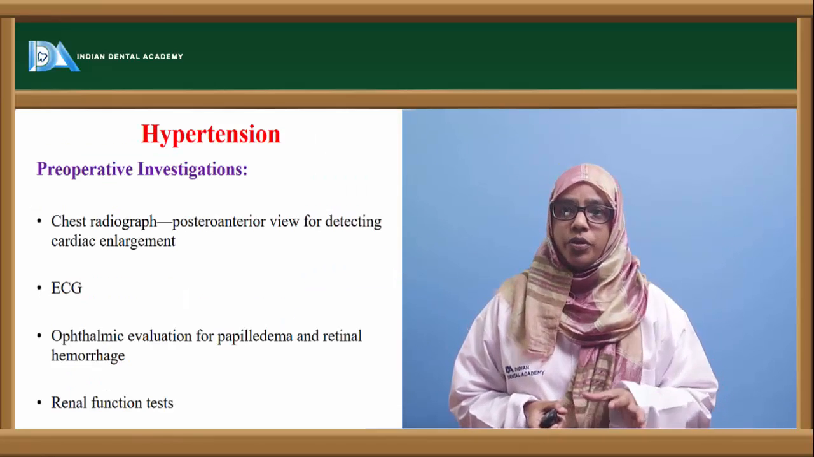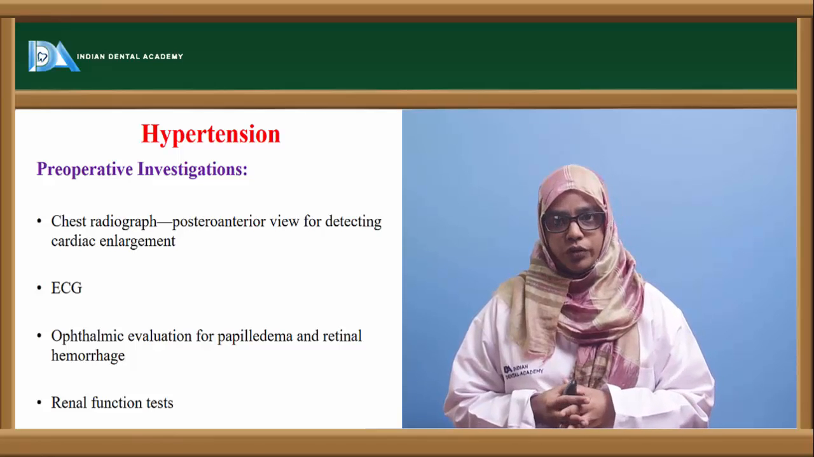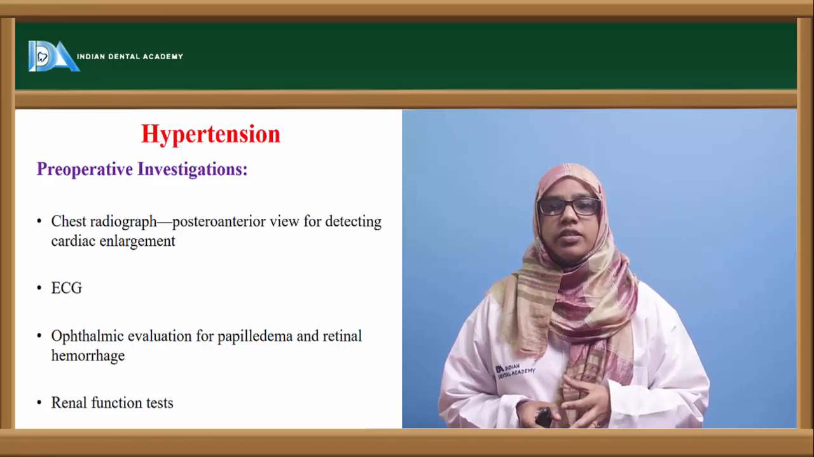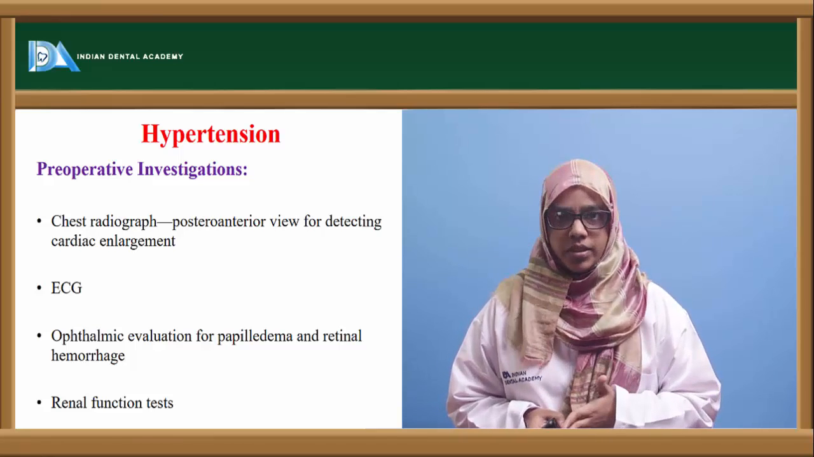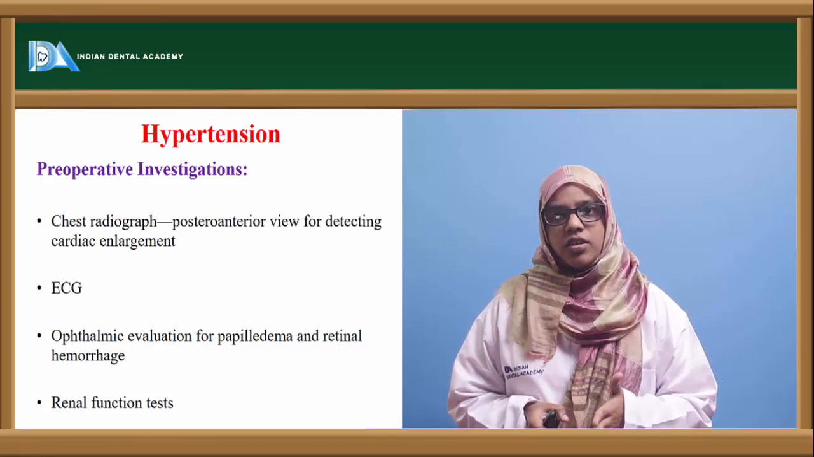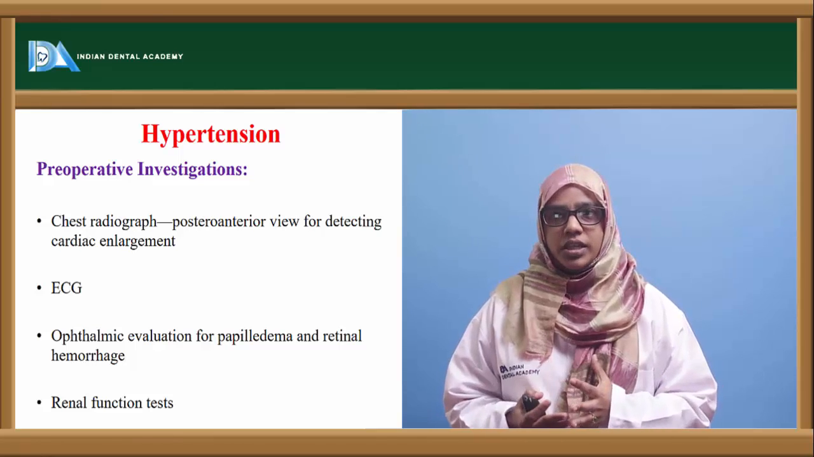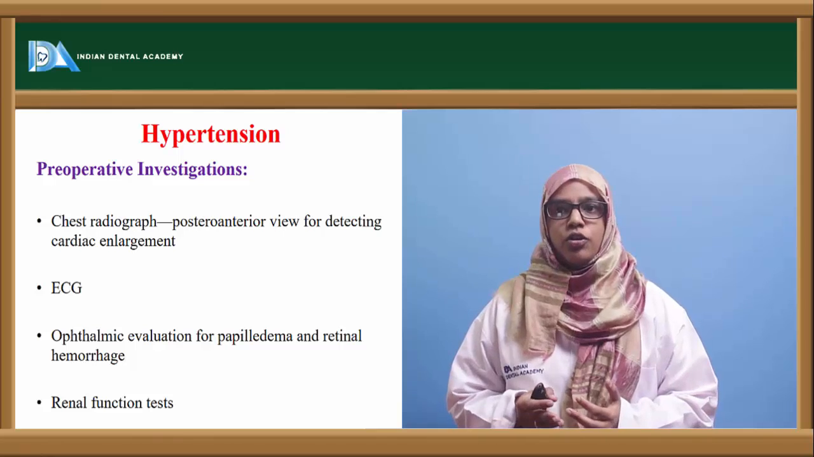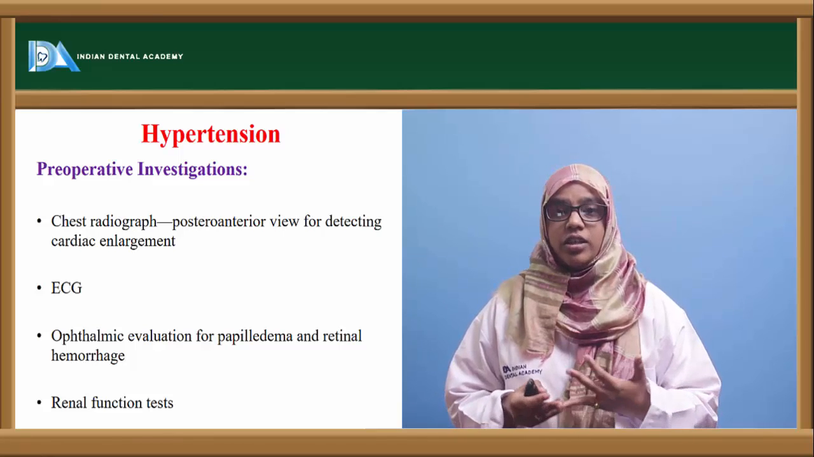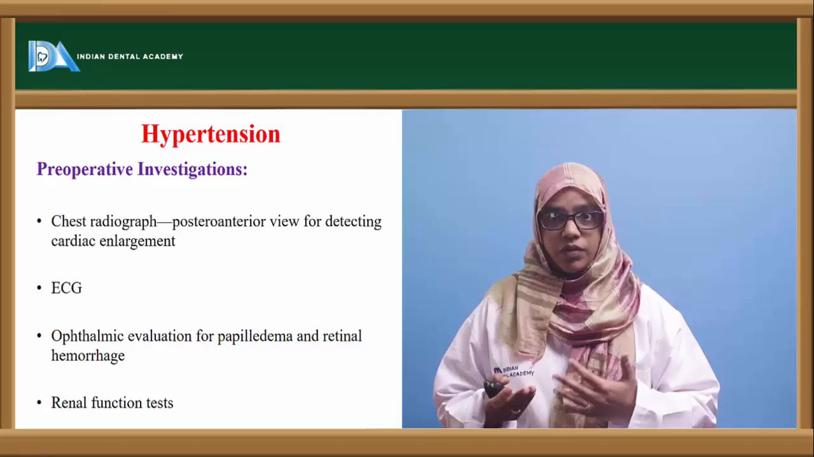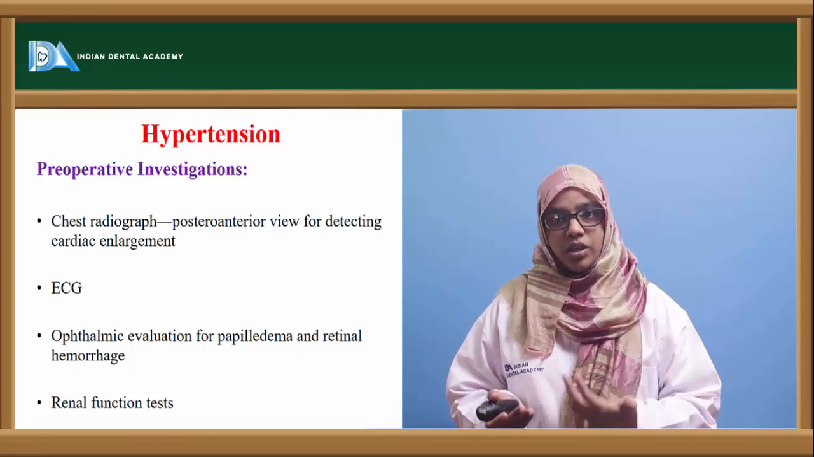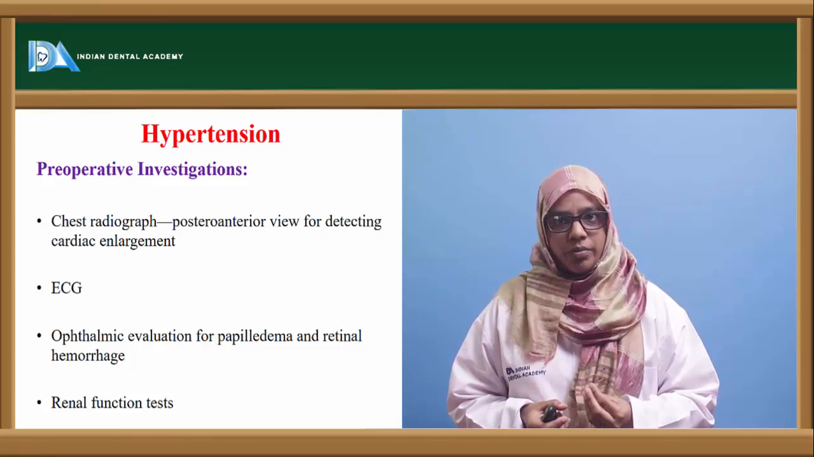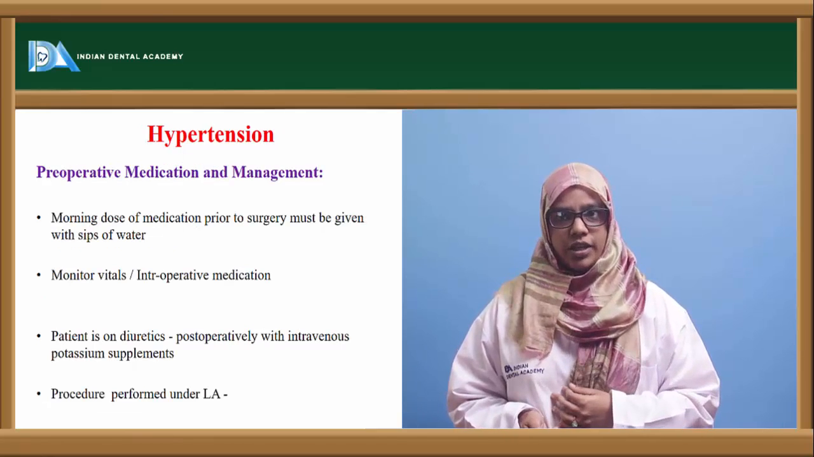Now, what are the preoperative investigations that you need to do for these patients? For any patient who is undergoing a general anesthesia procedure, a chest X-ray is a must. With the chest X-ray, you will come to know of any kind of abnormality that is present in the cardiac system or in the respiratory system. Do an ECG. Check for T wave inversions or the peak of the R wave, S wave and all. Then ophthalmic evaluation for papilloedema and retinal hemorrhage, and a renal function test.